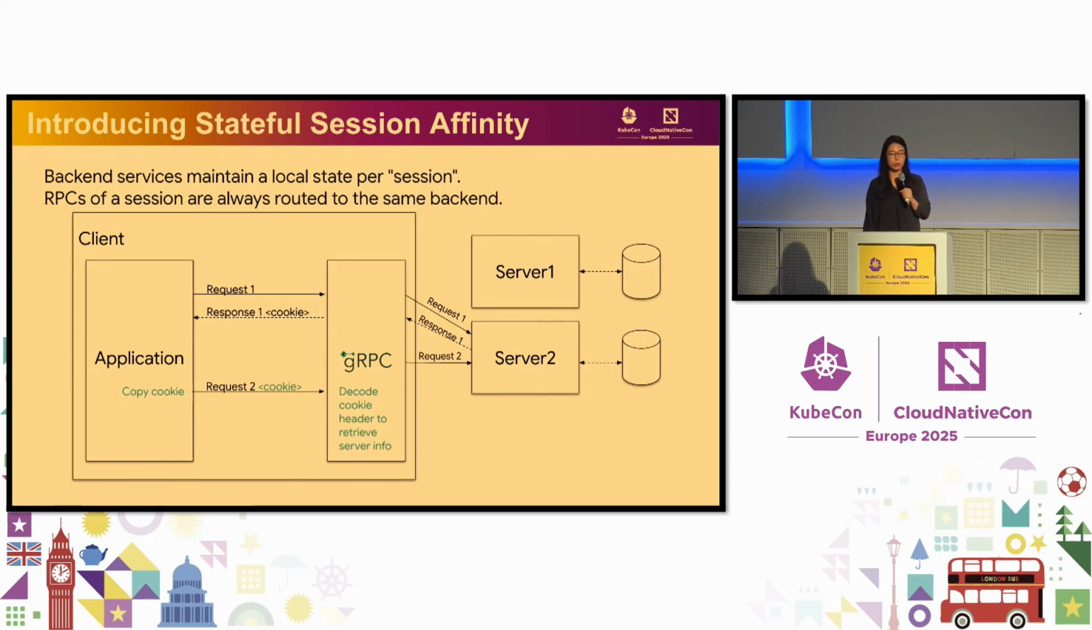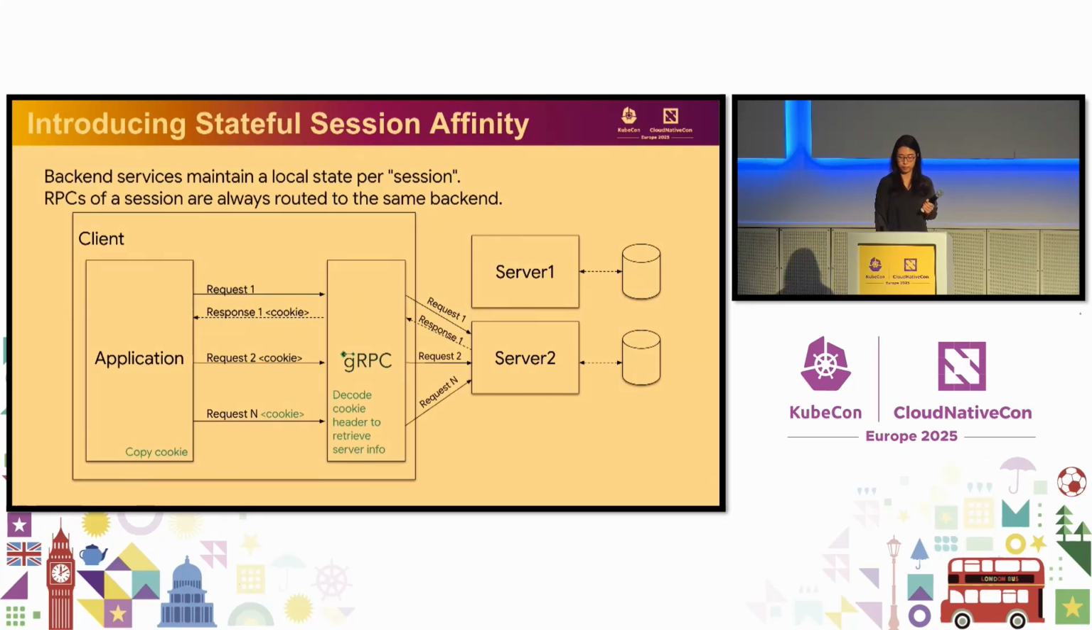So here, the client wants to send another request in the same session as request 1. So it populates request 2 with the cookie returned in response 1, and gRPC will route the request to server 2 based on the cookie. Until the cookie expires or server 2 goes down, all the requests with the cookie will be routed to server 2, and as a result, you are guaranteed to always have a warm cache of that session, significantly speeding up your applications.